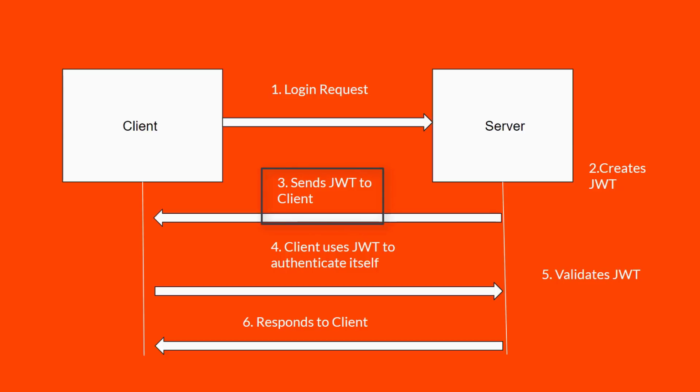The client uses this token to authenticate itself for all the consecutive requests it's going to make to the server. So once the server receives a request with this token, it first validates this token, whether it's the same token which is generated by that server or not. And after the successful validation, it responds to the client with the required data.